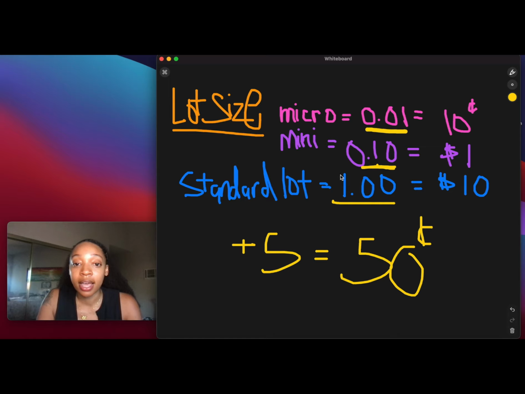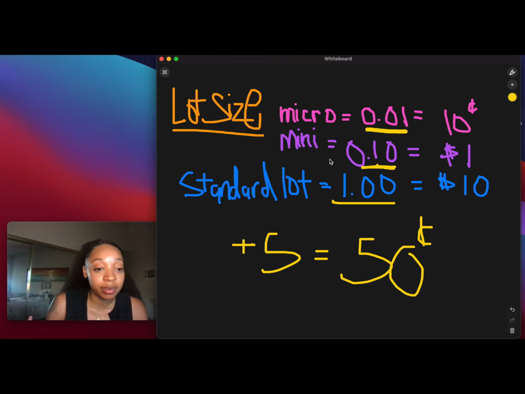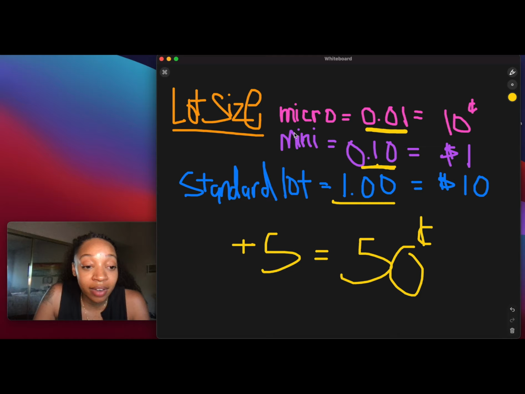So let's hop into mini. Let's say you have more than $1,000 and you've gotten a little bit better at gauging the market, you've had some wins and you feel comfortable within the markets. Then you might be interested in hopping into the mini category. Mini in Forex is 0.10, and that equals $1.